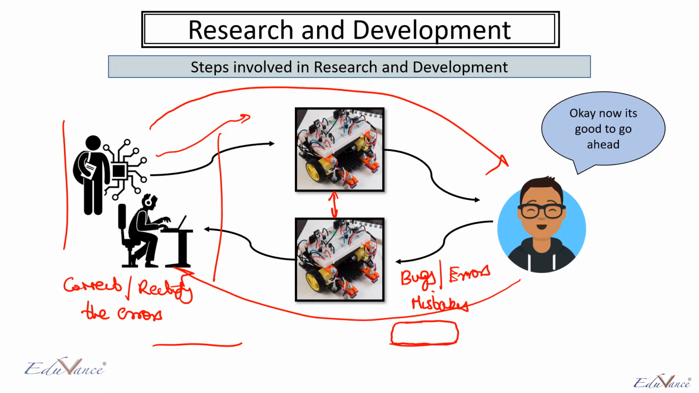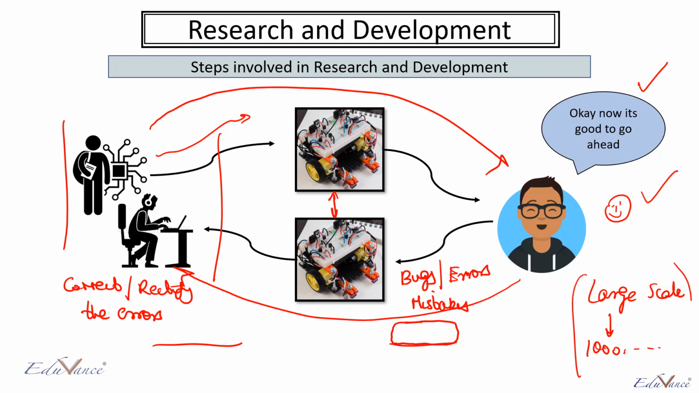So until the testers do not give the go ahead, until this guy is not happy, until he says, okay, yes, you can go ahead, your product is not ready. Okay, so the tester needs to say, yes, the product is ready, and now we can go and produce this product. Now, before you go ahead and produce this product at a large scale, so when I say large scale, if you need to produce thousands of products, before that, I suggest that we should go through one more step.